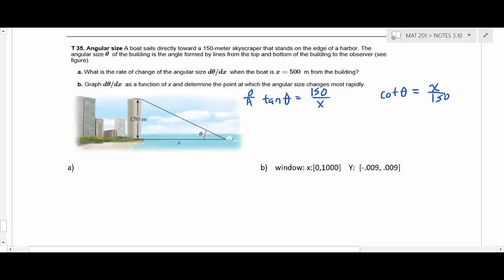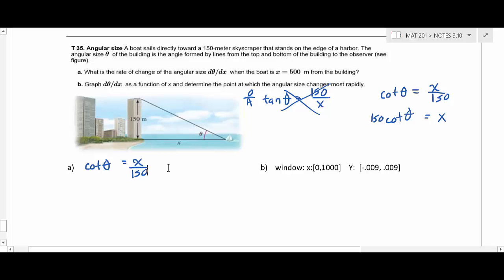It doesn't really matter. You'll get the same result either way, but I'm going to go this way, because if I solve for x, then I just have x equals 150 cotangent theta. It just makes it a little simpler. You don't have any fractions or anything. So that's the way we're going to start it. You can start by writing down cotangent theta equals x over 150.